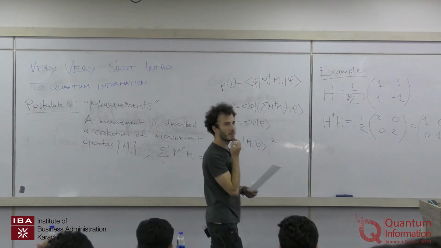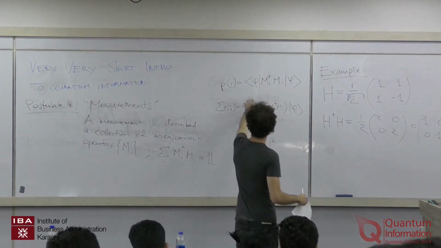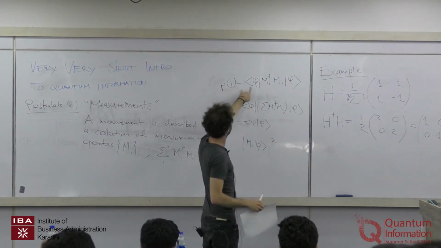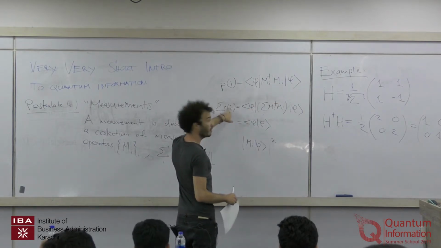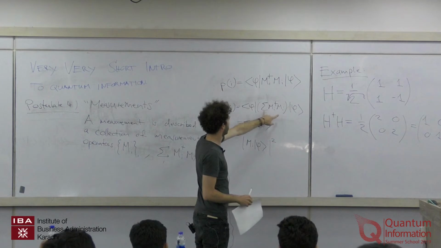Okay, sir. I don't understand. So, if the probability of i is given by this expression, now if you sum over all i, we get this.